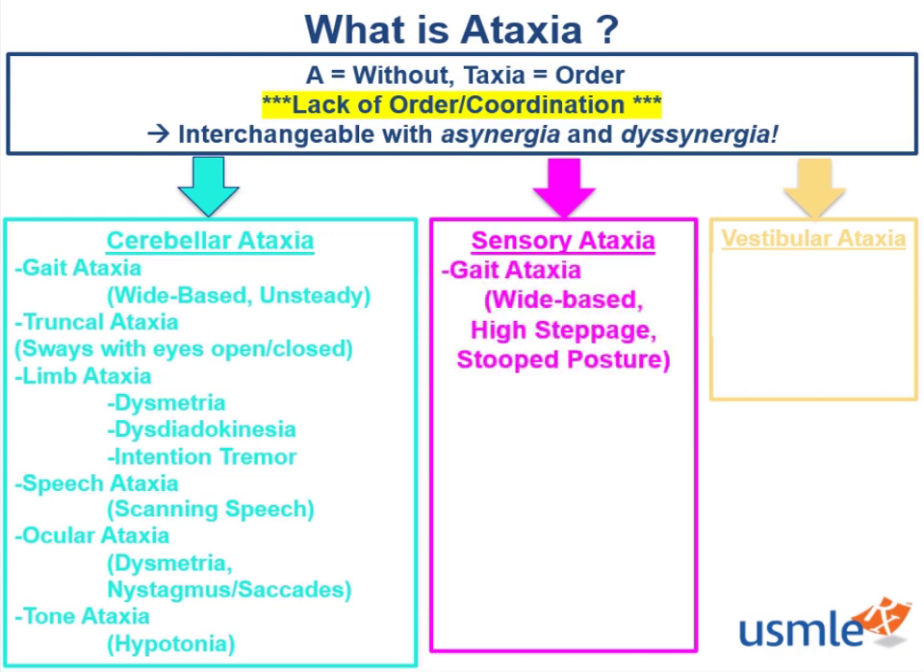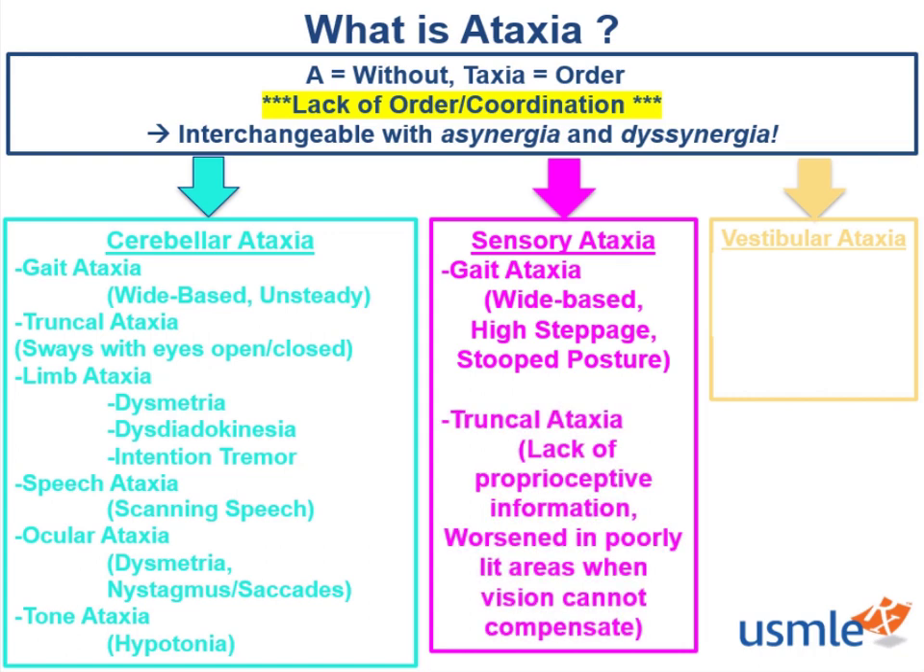Sensory ataxia, such as from vitamin B12 deficiency, is another form of gait ataxia where the patient has a wide-based, high-steppage gait with a stooped posture. They lack the sensations, the proprioception necessary to coordinate gait and stomp with their steps because they do not know where their limbs are in space. Truncoataxia occurs when the patient cannot compensate with their vision to overcome the lack of proprioceptive information.